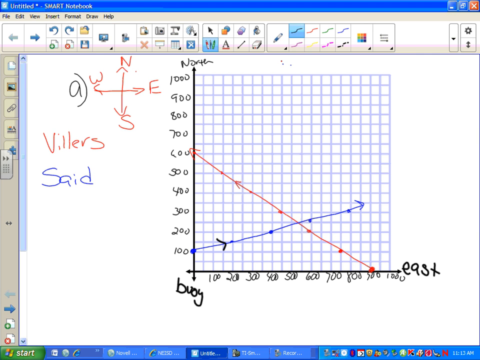And Said is, of course, moving this direction. Well, you can do 50s or 100. If you just count by lines, it's up one line over 4. Or you can go up 2 lines, which would be 100, since my scale is by 50s. So as long as you're consistent, you're good. Consistency is good here.